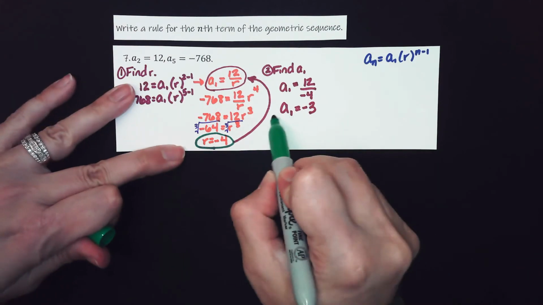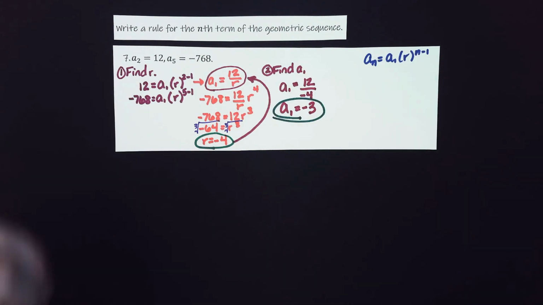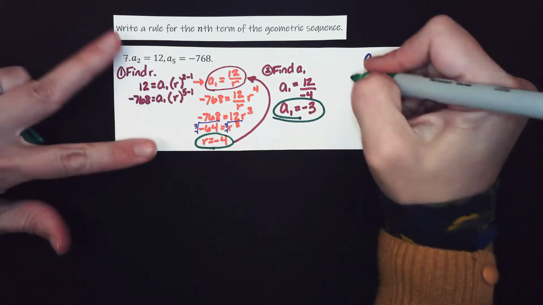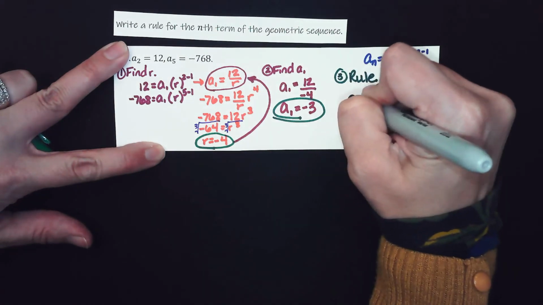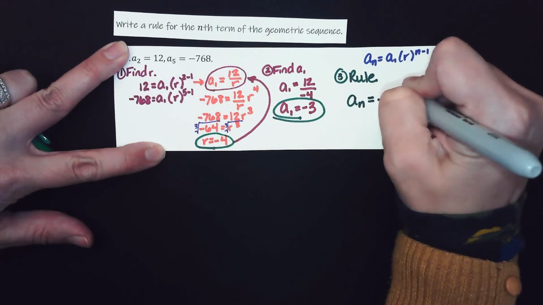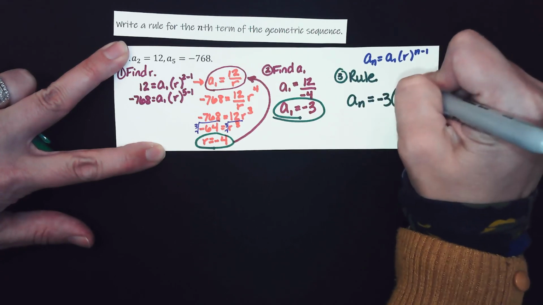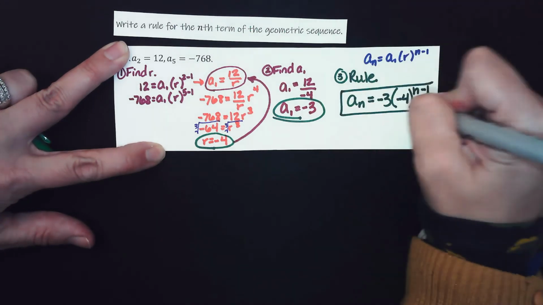Well, I have r, I have a1. Those are the things I need to write my rule. So that's the last thing. Step 3 is write your rule. So a sub n equals negative 3 times negative 4 in parentheses to the n minus 1 power.